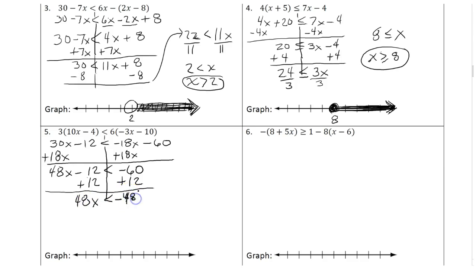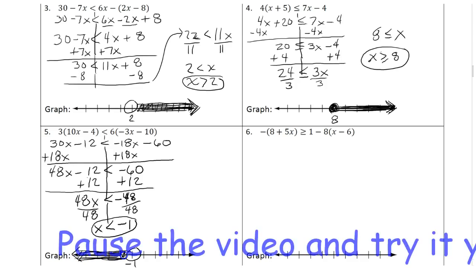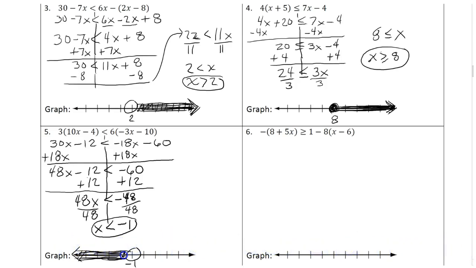Finally, divide both sides by positive 48. This means we do not have to reverse the inequality. The result is x is less than negative 1. Draw a hollow circle at negative 1. The arrow points to the left since the inequality symbol is pointing towards the variable. Now pause the video and try the last example yourself. Now that you have tried it, check your work.